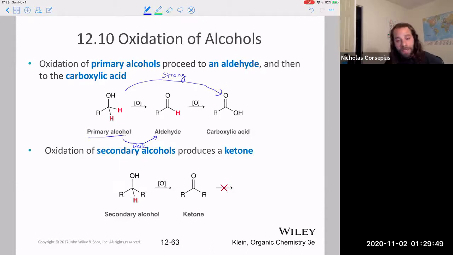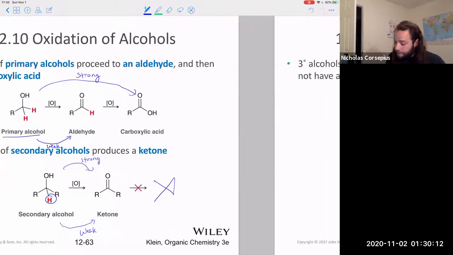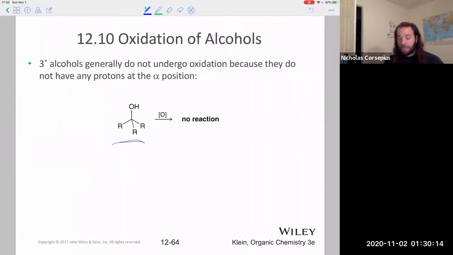When you're talking about secondary alcohols, you can only go to a ketone, whether you use a strong oxidizer or a weak oxidizer. You can only perform as many rounds of oxidation as you have hydrogens. So in the case of a secondary alcohol, you can only have one round of oxidation. There's no further step. And by that same logic, if you have a tertiary alcohol, there are no oxidation reactions possible. You can't oxidize tertiary alcohols.